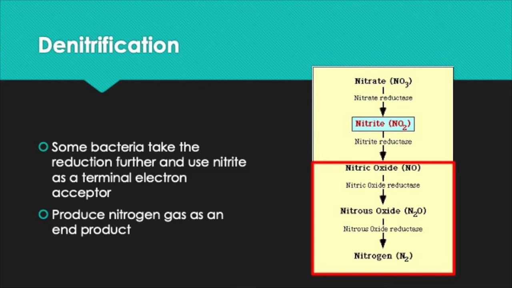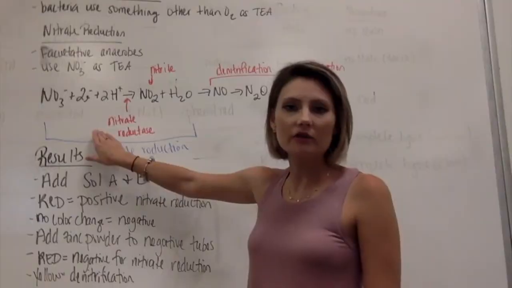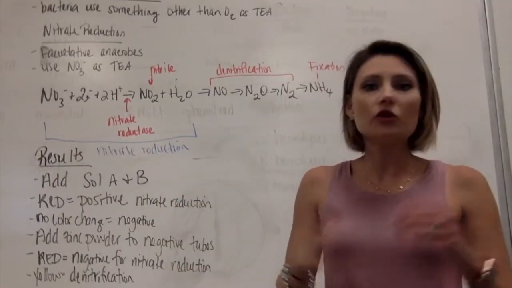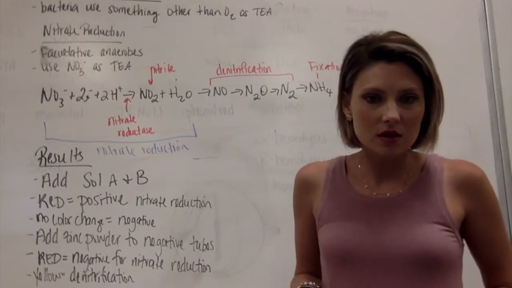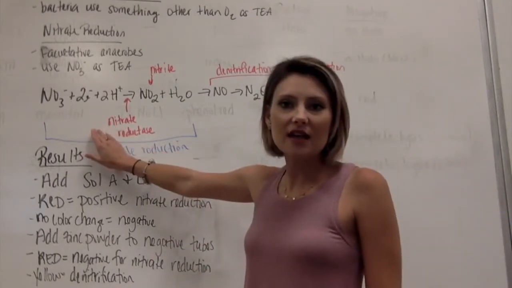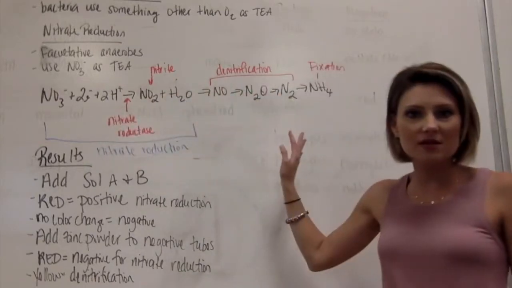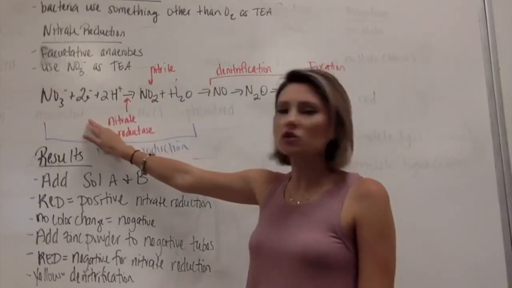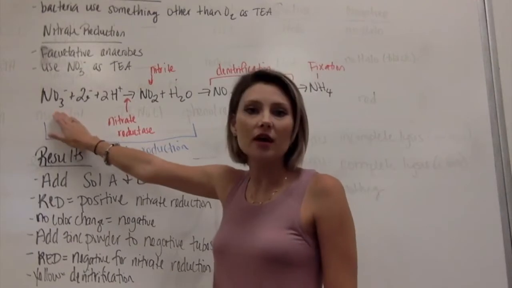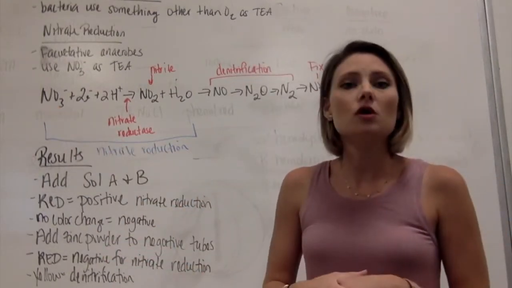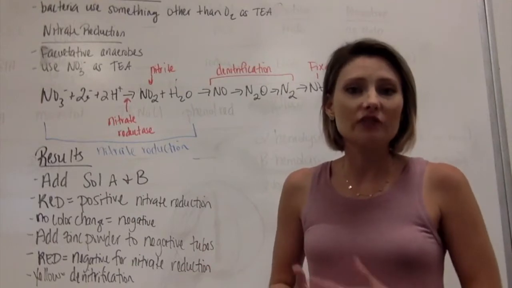Some bacteria do not produce nitrate reductase. If they don't produce nitrate reductase, they're not going to be able to do any of this. If they don't have nitrate reductase, okay, this is a stepwise process. This step has to happen before this step. So if they don't produce nitrate reductase in the presence of nitrate, they're not going to be able to use the nitrate at all, and those would be negative for nitrate reduction.